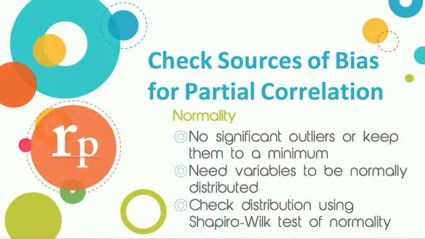Your variables also need to be approximately normally distributed. So in order to assess the statistical significance of the partial correlation, you need to have bivariate normality for each pair of the variables, but this assumption is difficult to assess. So the easiest method is to run the Shapiro-Wilk test of normality, and you'll interpret it like you do the Kolmogorov-Smirnov test of normality.